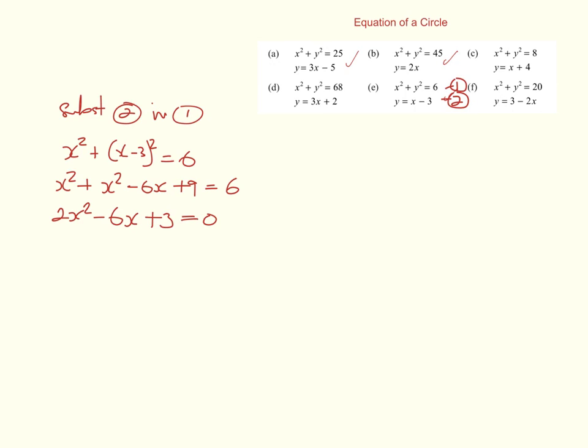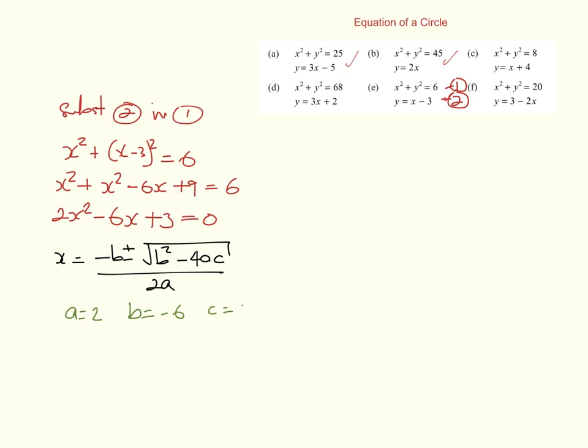So we'll identify straight away. Let's write down the formula. The formula says that x is minus b plus or minus the square root of b squared minus 4ac, all over 2a. And then now I'll define my a, b, and c. A is the coefficient of x squared, b is the coefficient of x, and c is the constant. So a is 2, b is minus 6, and c is 3.